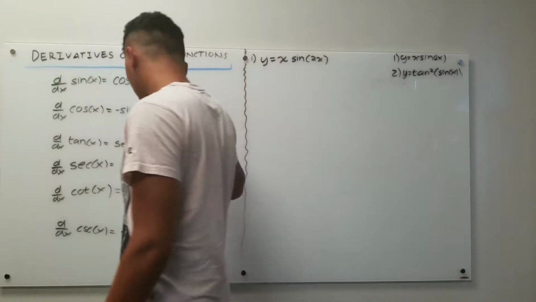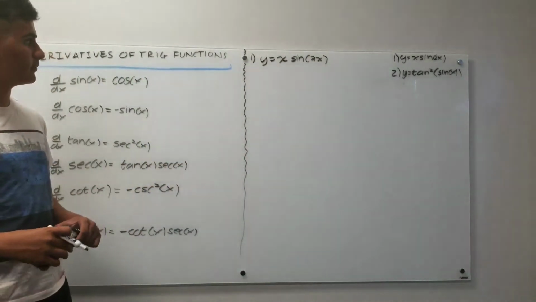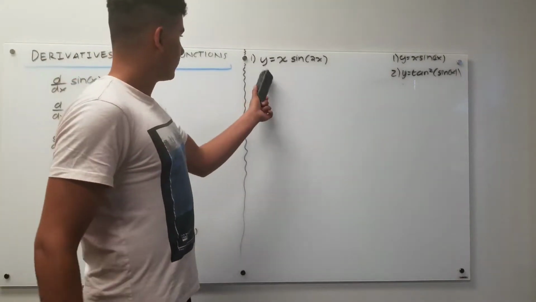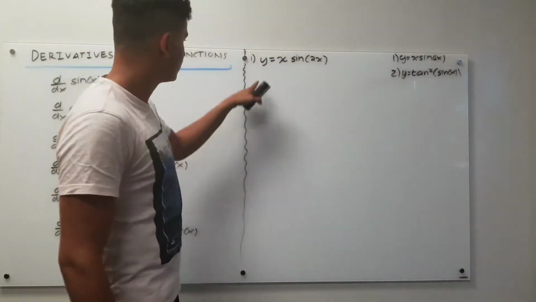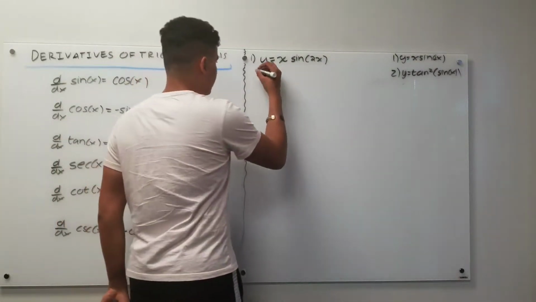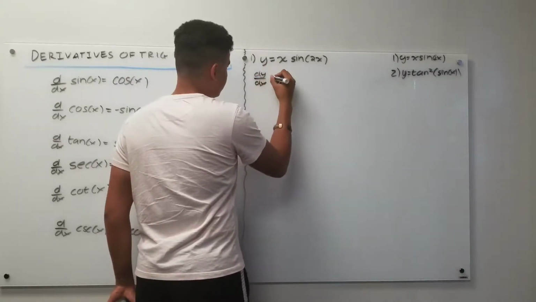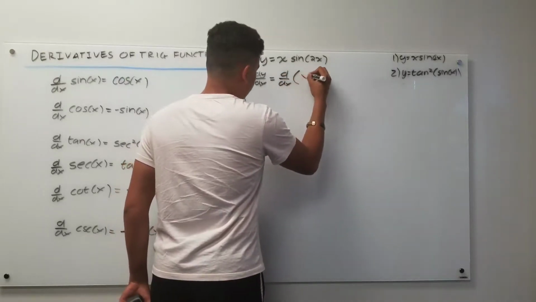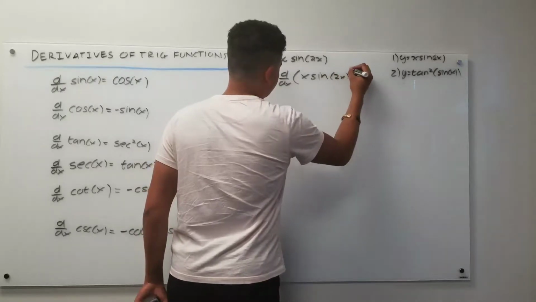So with these formulas in mind, I'll keep them here so you can spend your time throughout this video memorizing them. I'm going to actually solve a few problems. First one being y is equal to x sine of 2x. So we're going to take the derivative of this. So dy dx is equal to d dx of x sine of 2x.